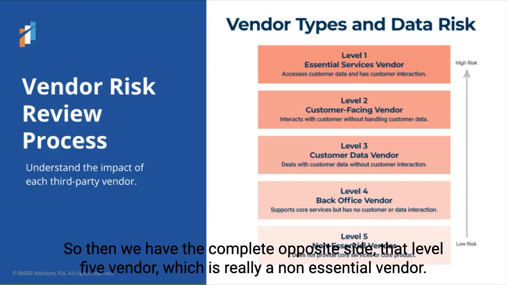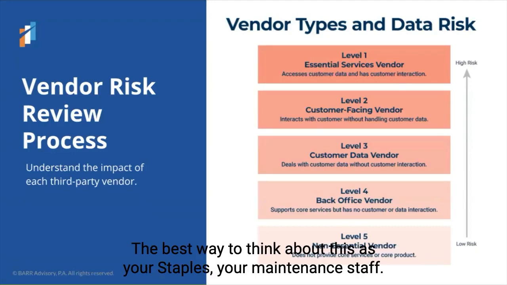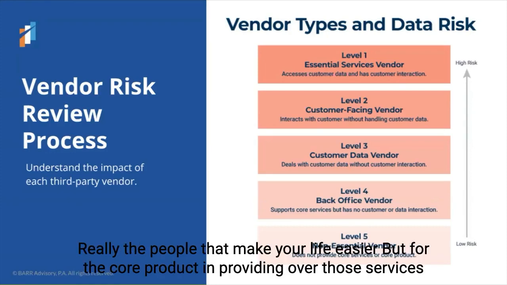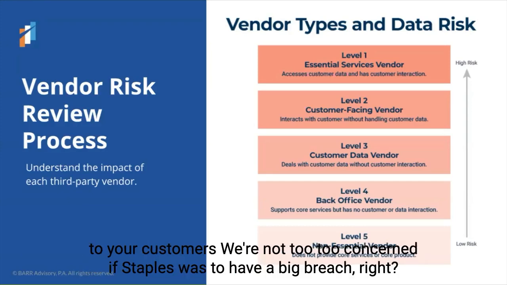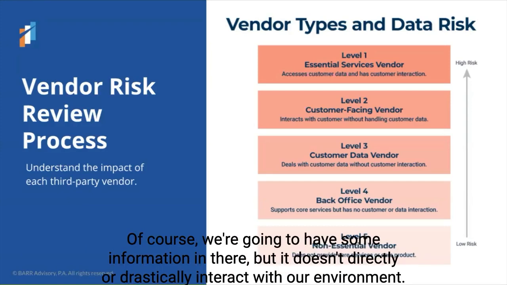Then we have the complete opposite side, that level five vendor, which is really a non-essential vendor. The best way to think about this is your Staples, your maintenance staff, really the people that make your life easier, but for the core product and providing those services to your customers, we're not too concerned if Staples was to have a big breach, right? Of course, we're going to have some information in there, but it doesn't directly or drastically interact with our environment.